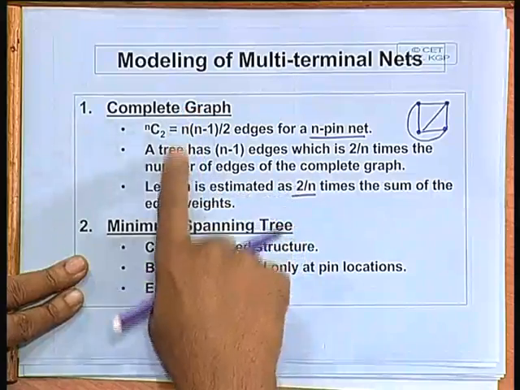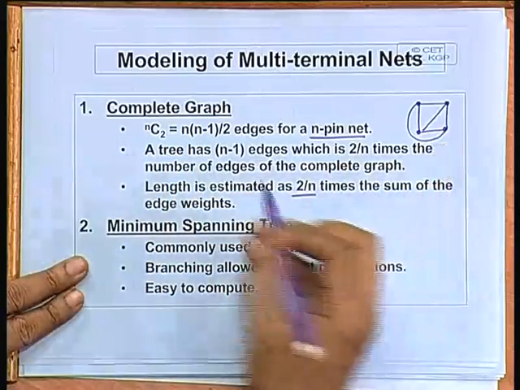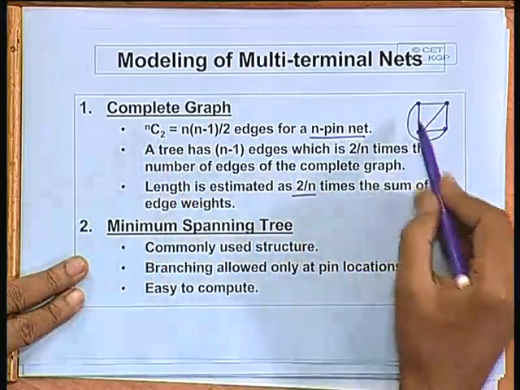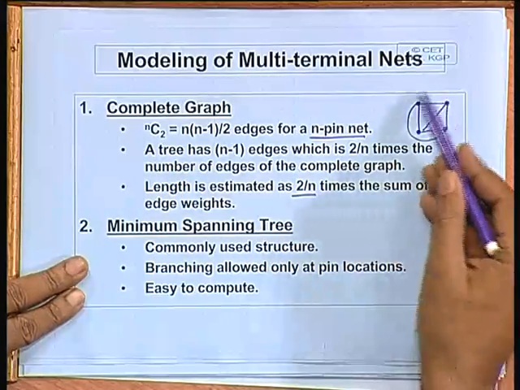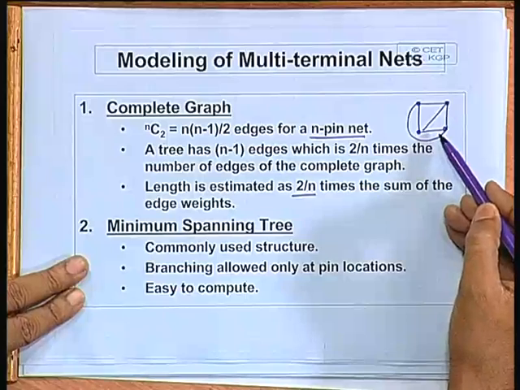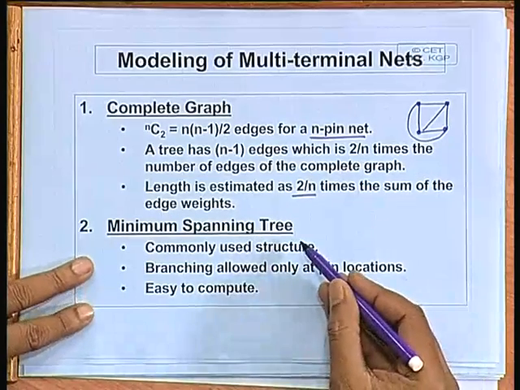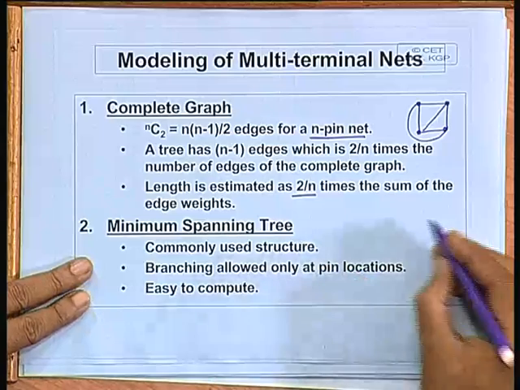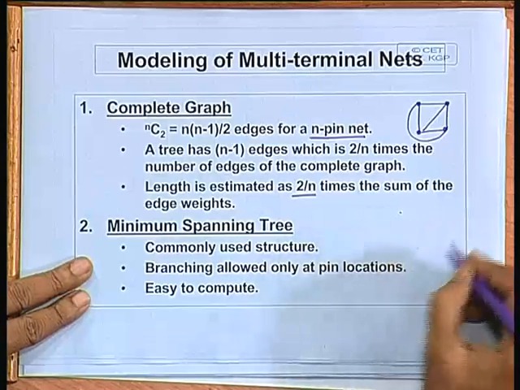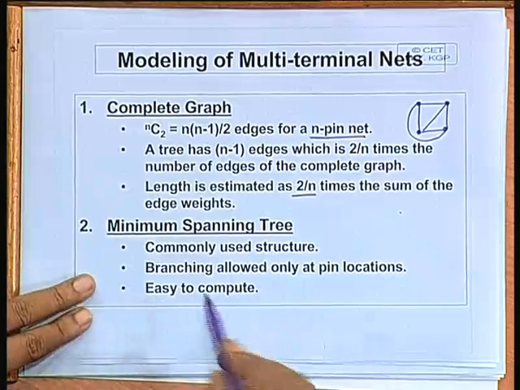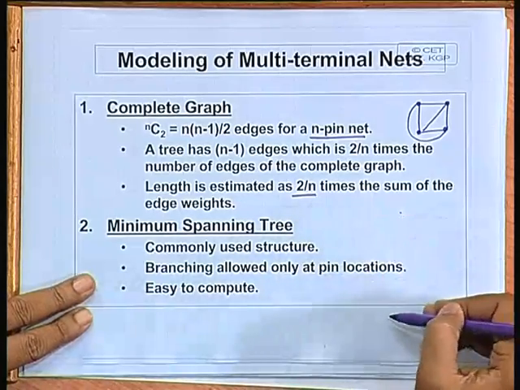Fine. But as you can see, here the computation complexity is quite large. You will have to compute the cost for all n choose 2 edges and then do this. So it is an expensive way of estimating. The second alternative is to have a minimum spanning tree. So, if you have several points, you try to connect them in a minimum spanning tree and try to find out the cost.